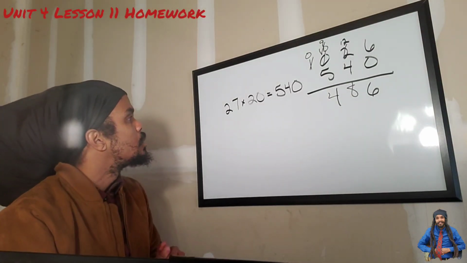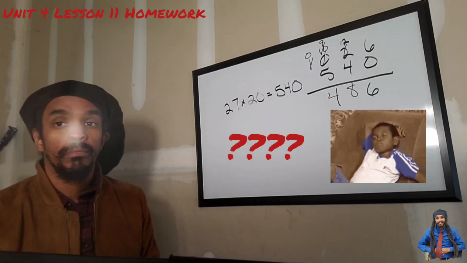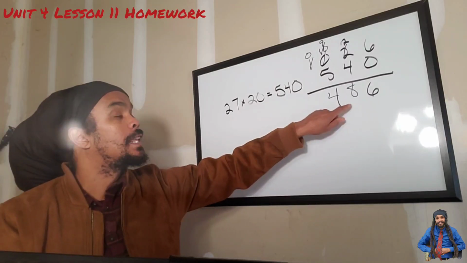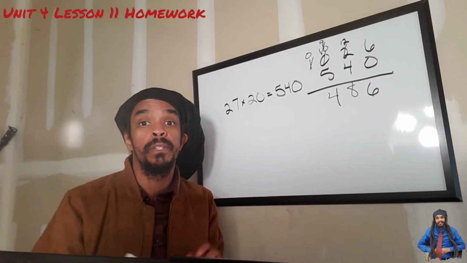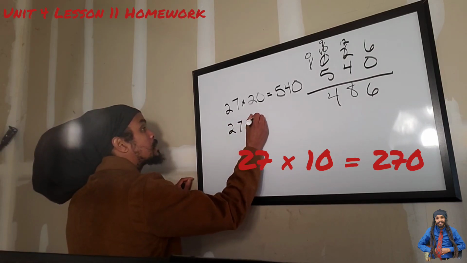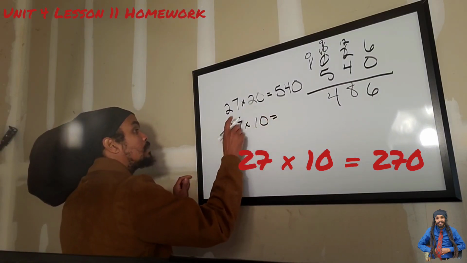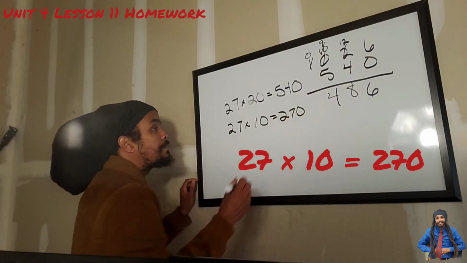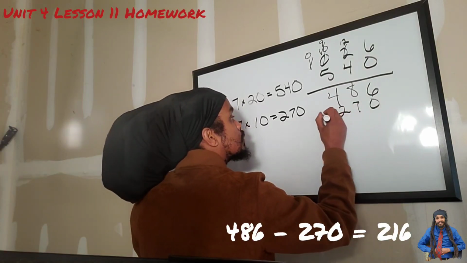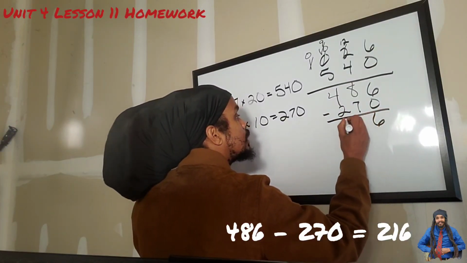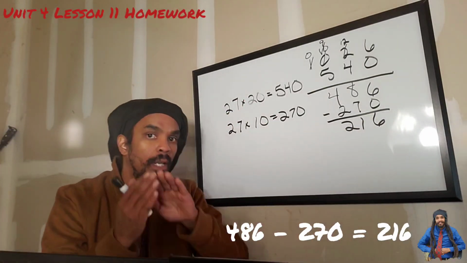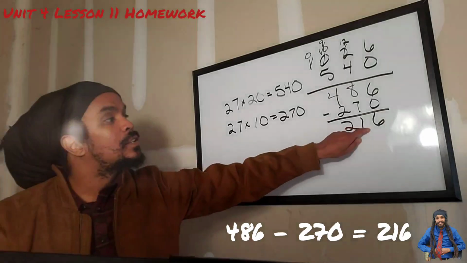Do we have enough to take out another 20 piece? No, we do not. Because if we take out another 20 piece, it'll equal 540. That's too much. So let's just take out a 10 piece and see what that does for us. 27 times 10 equals what? 270. That's a nice little chunk we could take out. Do y'all see exactly what we're doing? We're taking out piece by piece until we get to the part that we want to get to. So now we have 216 left.